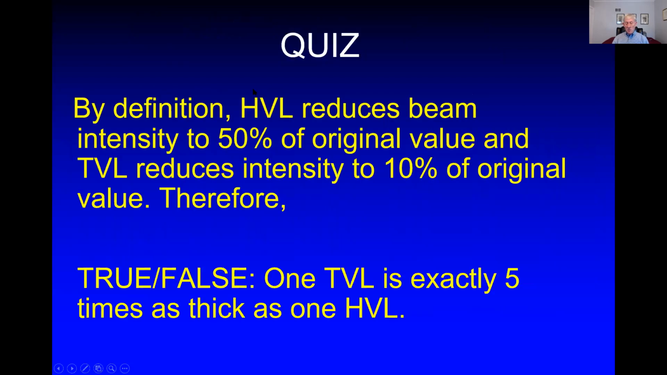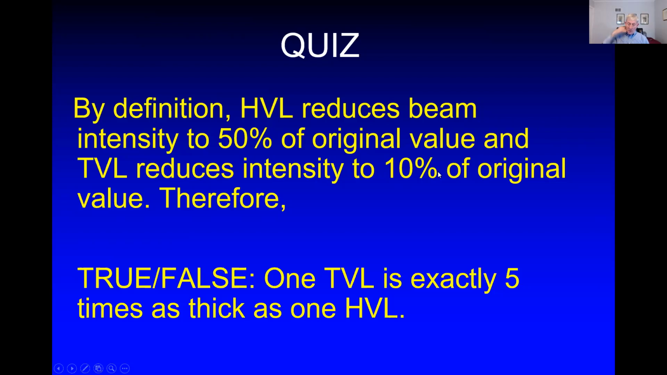Now, true or false? By definition, a 1/2 value layer reduces the beam intensity to 50%, and the TVL reduces the intensity to 10%. That is all true. We know a 1/2 value layer cuts it in half. The TVL cuts it to 1/10.